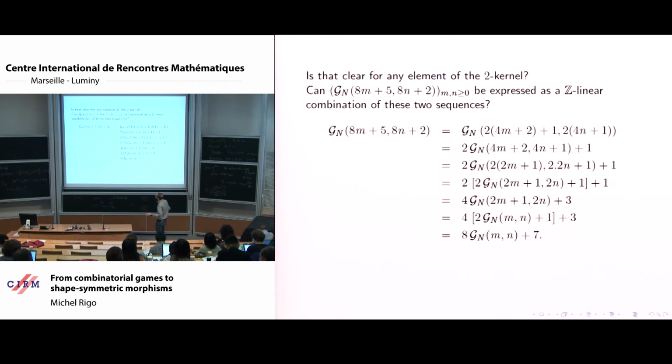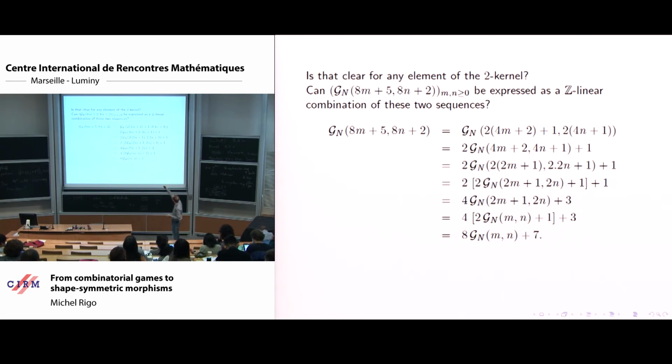So you don't believe me. So I consider this element of the kernel, right? This is a subsequence of the full sequence: 8m plus 5 and 8n plus 2. And so how do I proceed? Okay, 8m plus something, so I first do this. I write this as twice something plus 1, because I have a 5 here. And here it's 2 times (4n plus 1). So I replace these two 1s by these two guys.